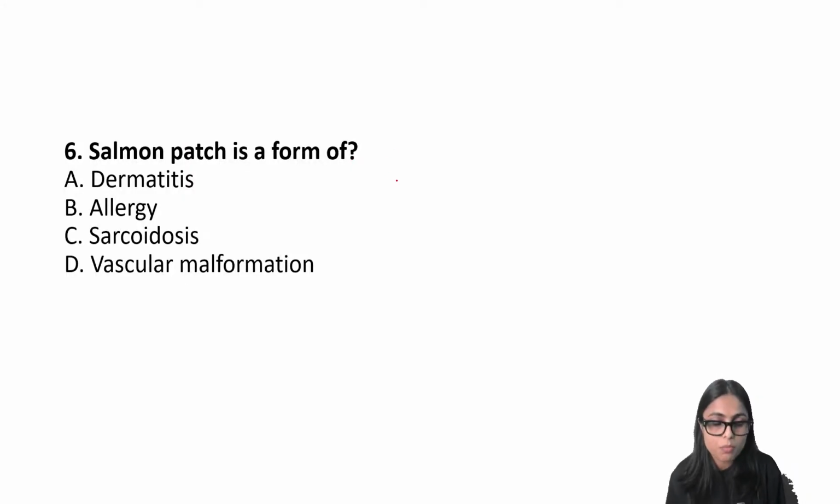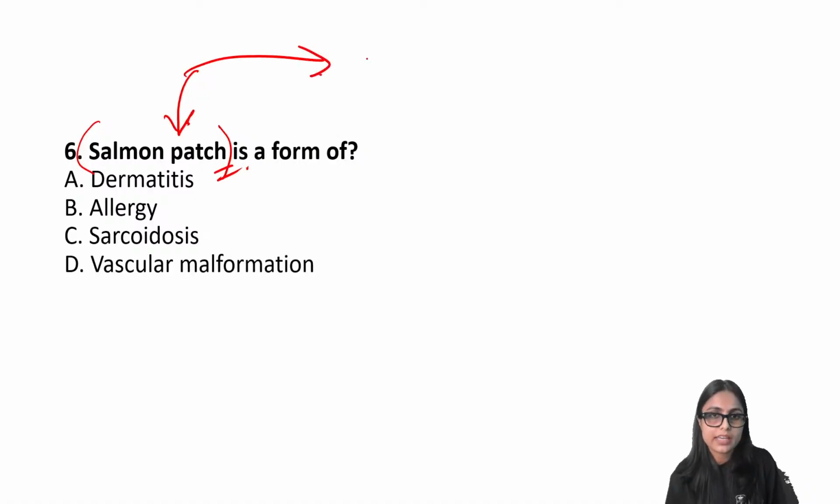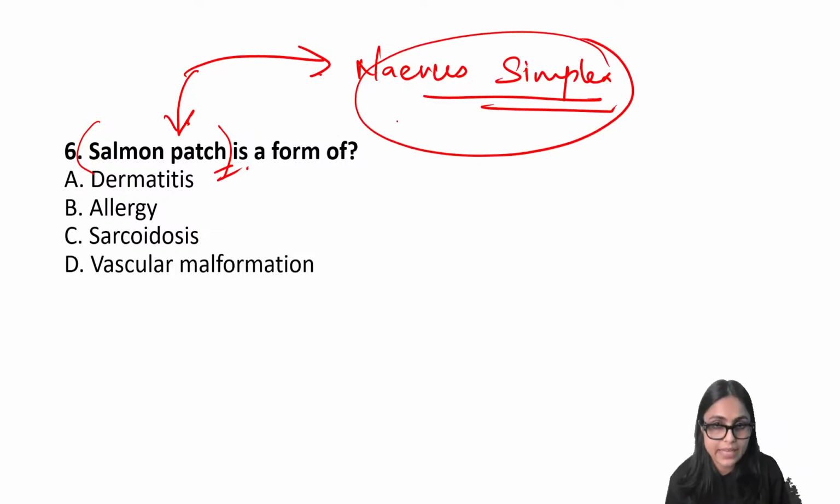Salmon patch is a form of, so last year PYQ, and this word was not expected. Okay, so I'll just tell you, salmon patch is a word for nevus simplex. This is the word that we have in the textbook. Now, what is this nevus simplex, salmon patch? We'll be talking about that.